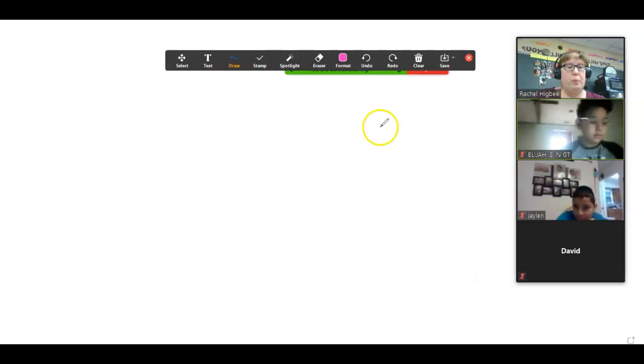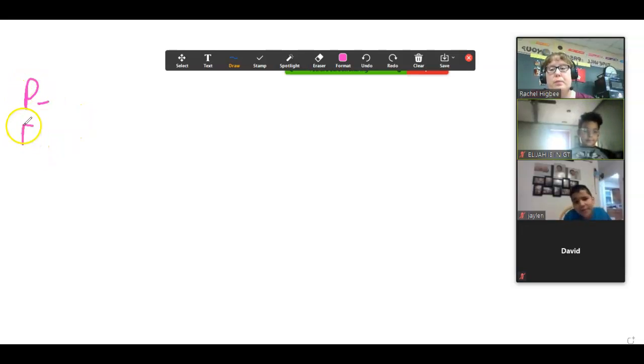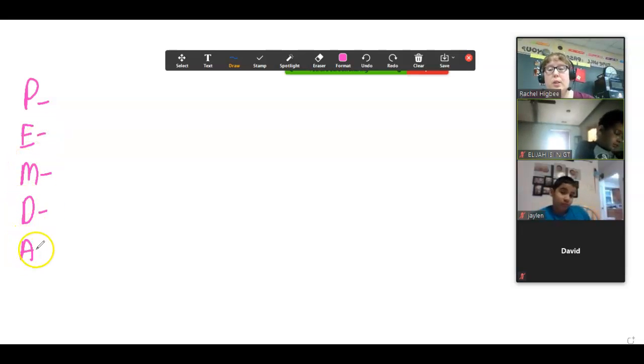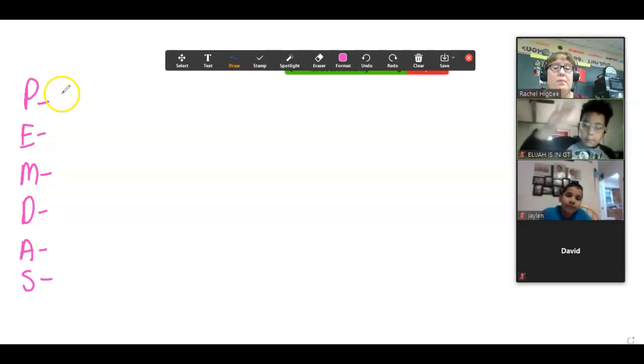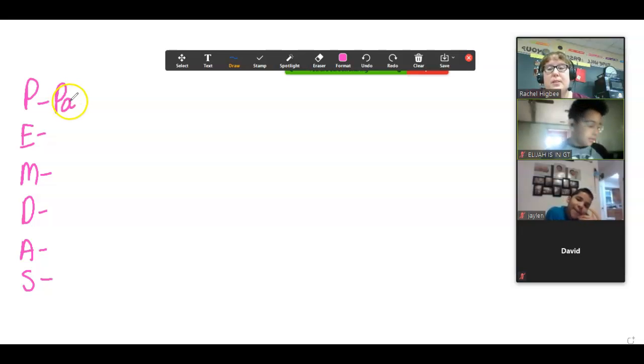All right, so the first problem that I want us to go over, well, first of all, on your paper, let's write out PEMDAS, okay? Because we need practice with using these steps in the order that they need to be done in, okay? So what does the P stand for? Parentheses, excellent. Okay, so parentheses.